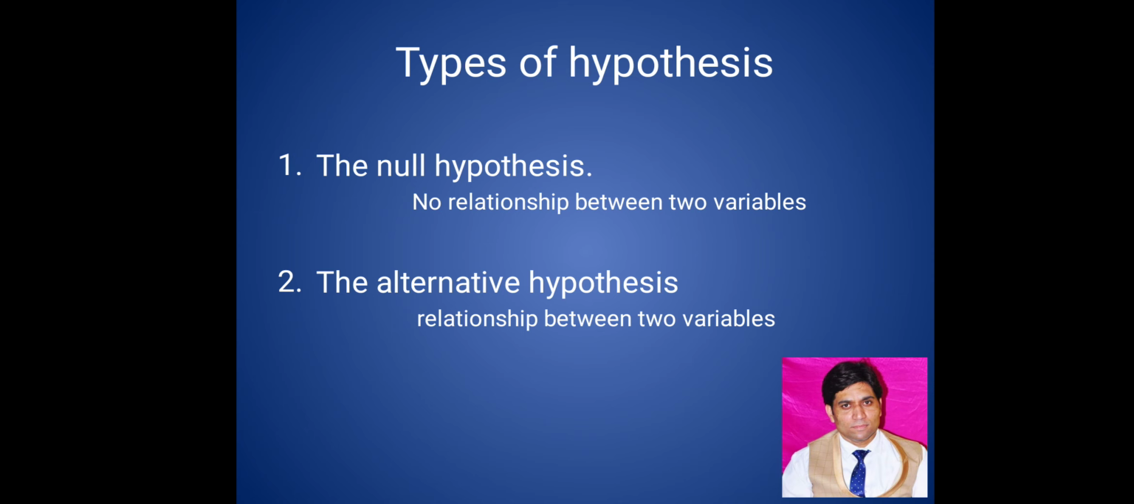Then the question arises, what is an independent variable and what is a dependent variable? Independent variables are the ones that are manipulated, controlled or changed, while dependent variables are influenced by the change in independent variables.